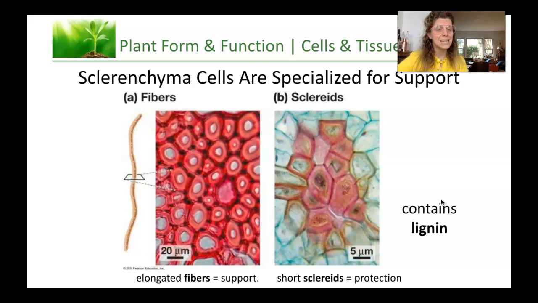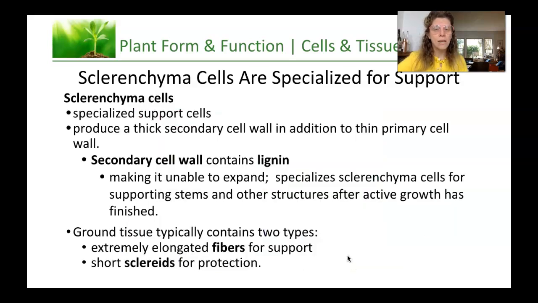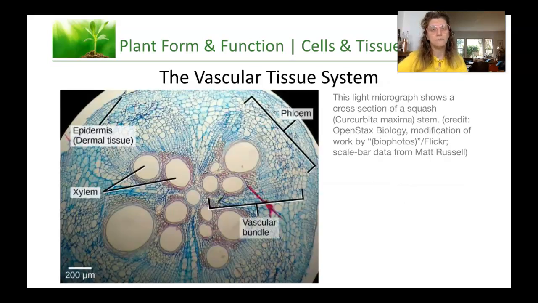It is where we see that lignin that we've talked about when we talked about plant evolution. So these elongated fibers are associated with support, and the short sclerids are associated with protection. And we've already mentioned that that secondary wall contains lignin, which means it's unable to actually expand, but it's important for support. Ground tissue typically contains 2 types, those fibers and those sclerids that we talked about.